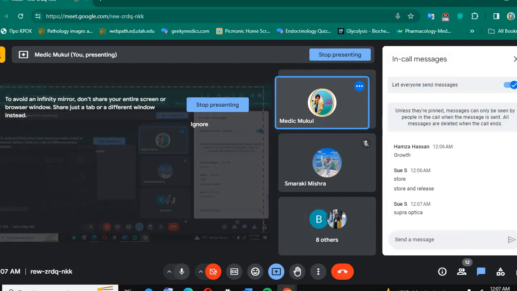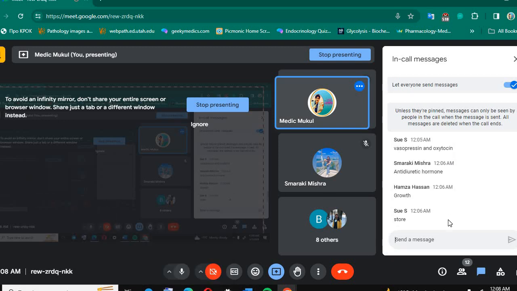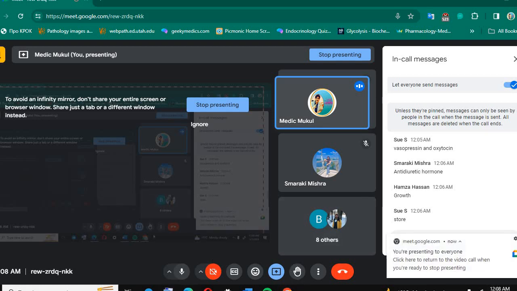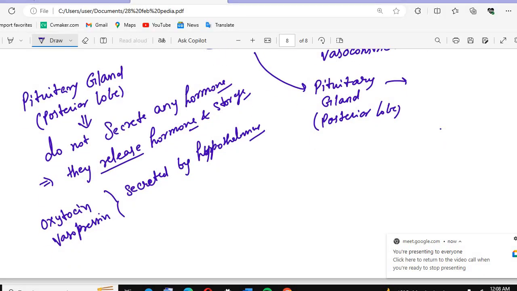Okay, supraoptic nucleus, yes, store and the... So yes, you are right, that is the store and release, and you have the supraoptic. What was the growth? Prolactin hormones, they are secreted by the anterior pituitary or mainly by the intermediate one. Okay, that we will discuss, not discussing the hormones now.